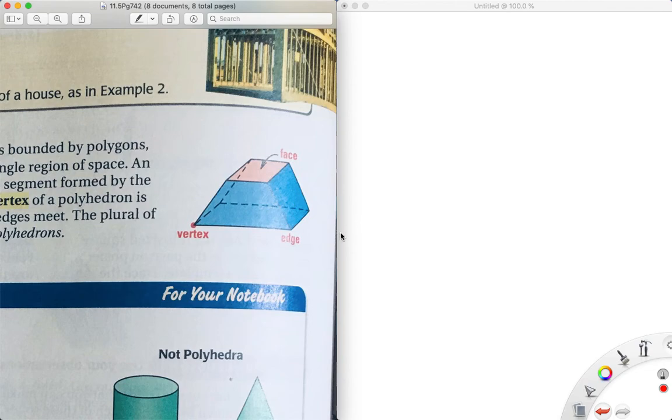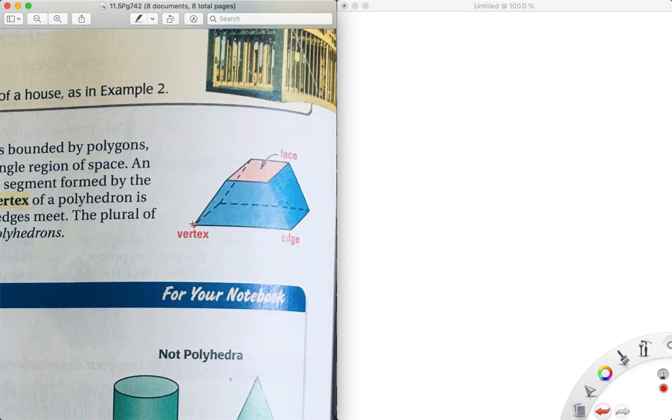The edge of a polyhedron is where two faces intersect. So if we look up here at the top, we have this face going this way. We have the trapezoid going that way, and they both intersect right here in the front. This intersection is called the edge, and if this was labeled, it would be labeled as a line segment.